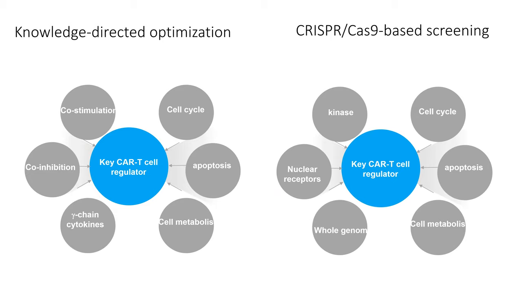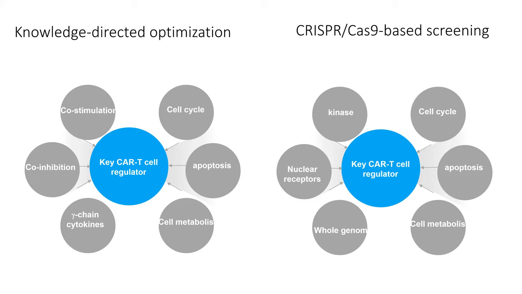So CAR T is one kind of T cells. Although the CAR signal transduction and the endogenous T cell signal transduction are different, the unmodified T cells and the CAR T cells share a lot of common similar regulatory pathways, such as the co-stimulation, co-inhibition, the gamma chain cytokines, the cell metabolism, and the apoptosis, and cell cycle regulation. So if we use already established or reported regulatory tools in these pathways, we can further optimize the function of CAR T cells. At the same time, if we design the sgRNA library against the pathways I mentioned, we do CRISPR-Cas9-based screening, we can identify novel genes involved in the CAR T cell function.